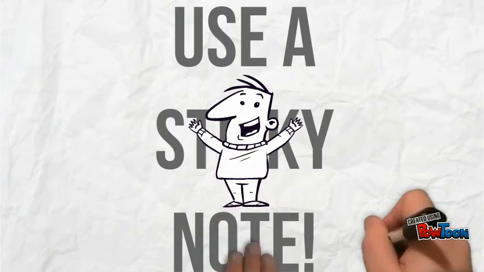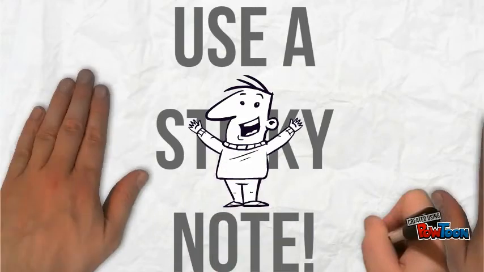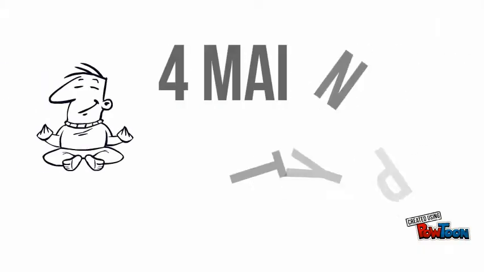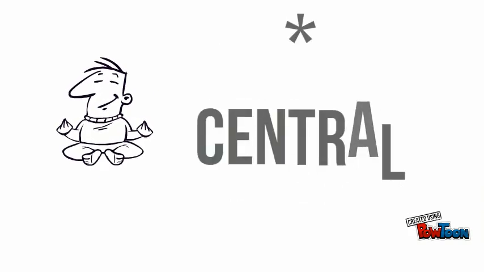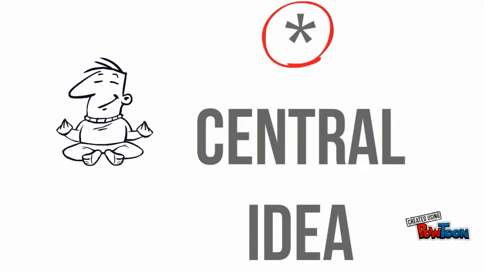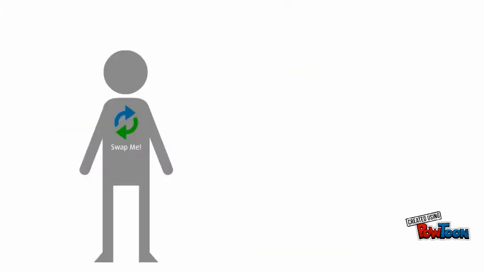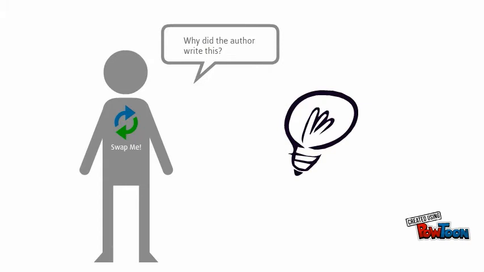What types of annotations can I use? Well, let's start with the four main ones. First, there's the asterisk, which we'll use to indicate the central idea. The central idea explains the main purpose the author has for writing the selection.